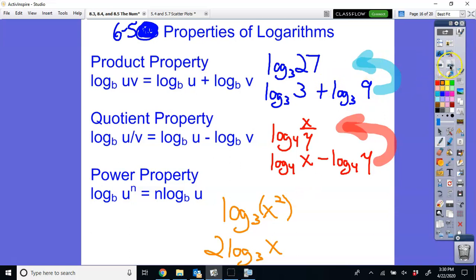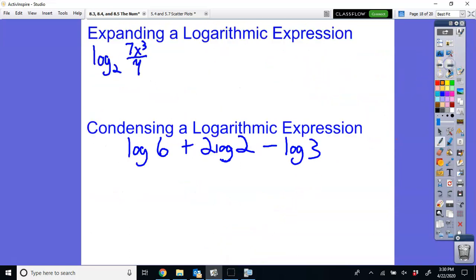So here's some examples. If you want to try them first, you are welcome to try them first. But these 2 use all 3 properties. Pause it if you want to try them first. So if you did not want to try them first, that's okay. Not a big deal. If you did try them first, I'm going to go through the answers now.